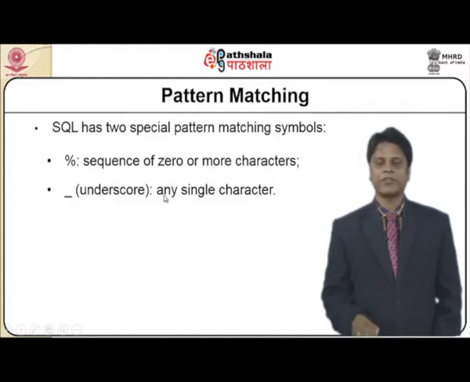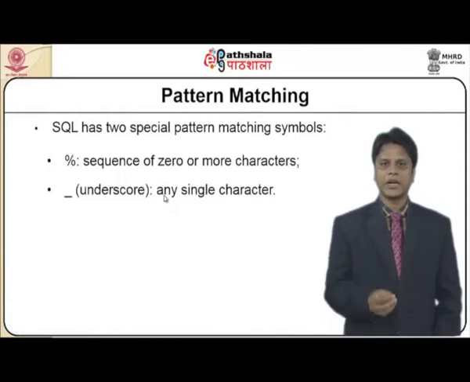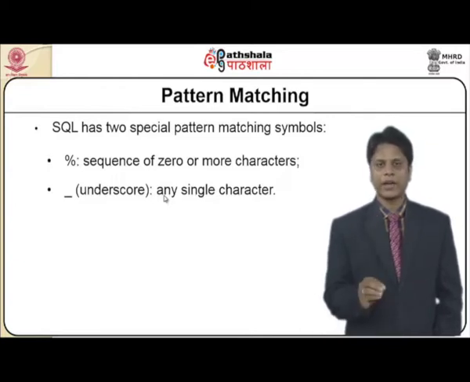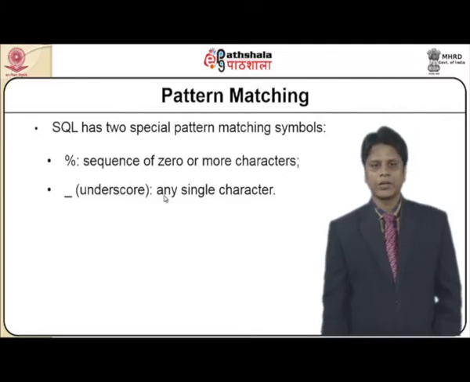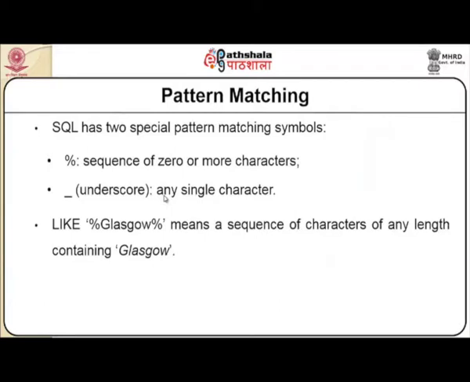In case I have left out a single character, it can either start with BA or BHA. So I can use an underscore, which will indicate one character, whereas percentage would indicate zero or more characters. This is mostly used for this kind of pattern matching. Like percentage Glasgow, which was the query that we used in the previous sequence, means a sequence of characters of any length containing Glasgow. So anything can precede it and follow it.